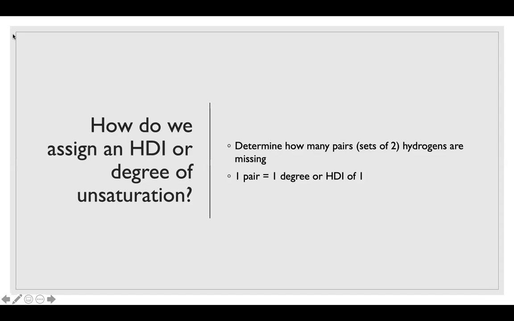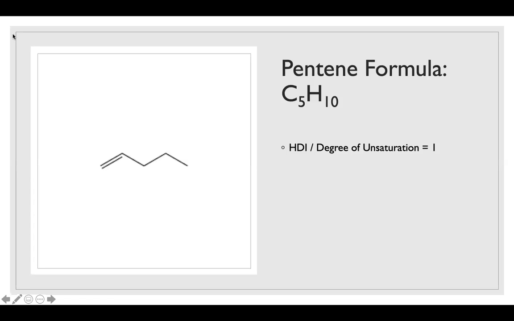So if we look at the pentene formula, which has a double bond, it is C5H10. We know that for pentane to be fully saturated, we would need 12 hydrogen. And in pentene, we only have 10, so therefore we have 2 missing hydrogens, or 1 pair, giving us an HDI, or a degree of unsaturation, of 1. And as you can see, this degree of unsaturation was caused by the double bond present.